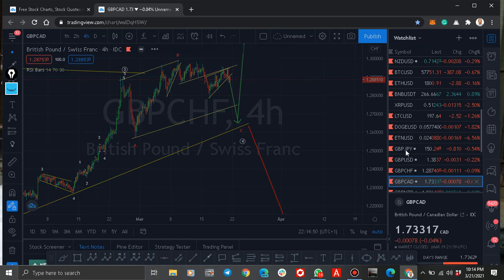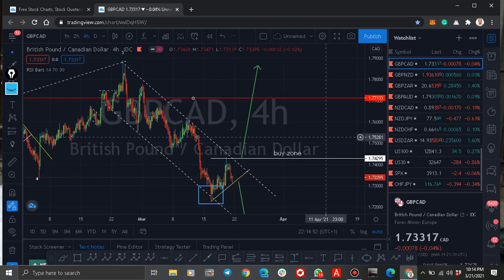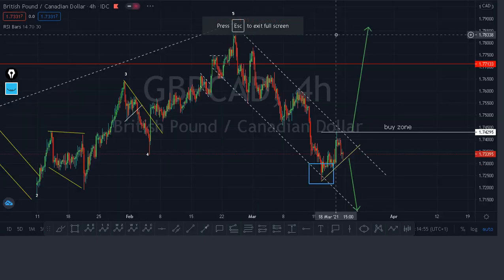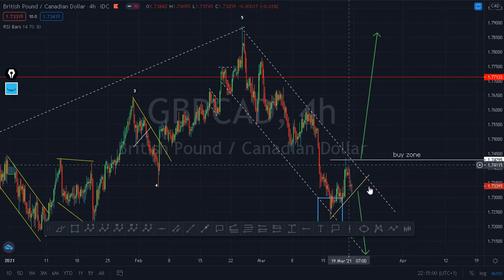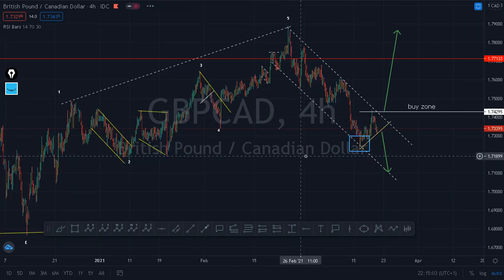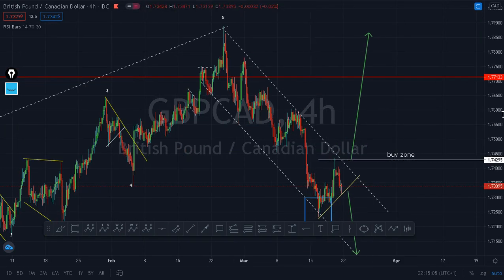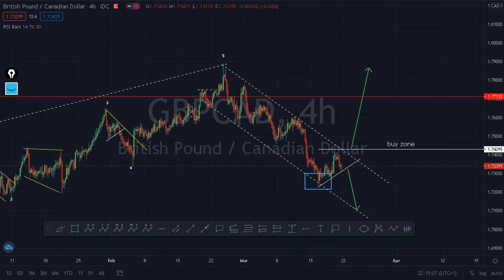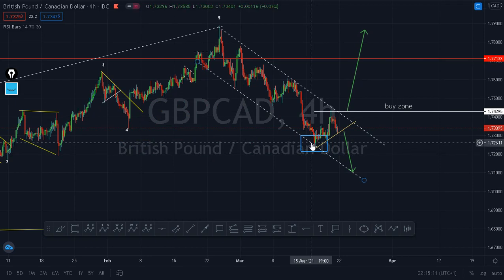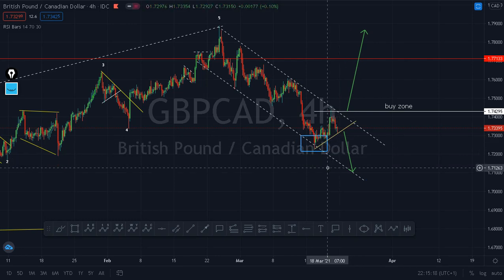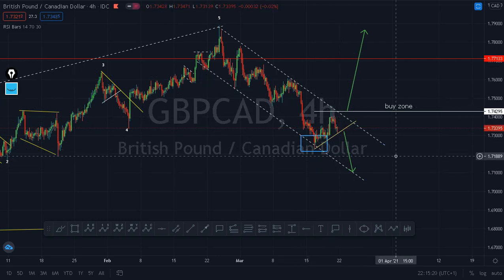Pounds CAD, another channel. Here is the buy zone. Okay, these are our blue balls. The market got to the blue balls. It reversed, but the reversal is not strong. It is still within the channel.